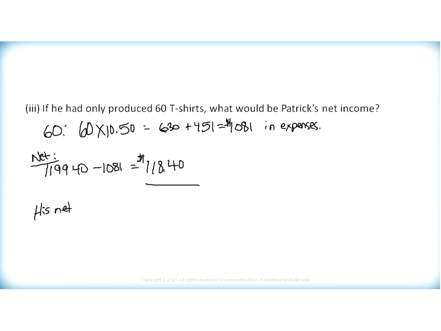So maybe next month he can cut down on the number of t-shirts he made and then hopefully sell the rest. His net income would have been a positive number this time, $118.40, if he had only made 60 t-shirts.